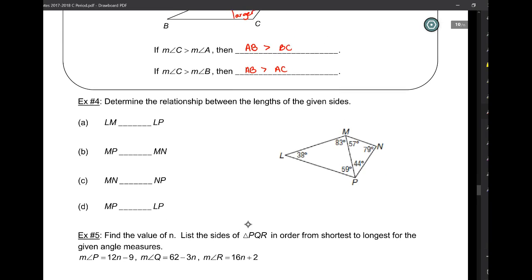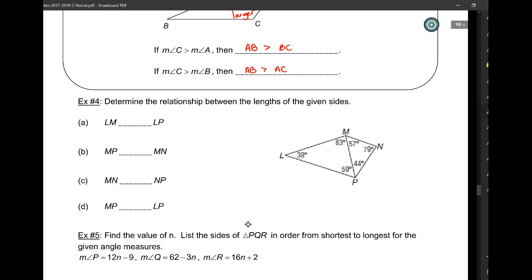Now also angles, I won't always give you all the angle measures. I might only give you two within a triangle, and you have to find the third. But you can find the third, because the three angles have to add up to 180. Or I might give you an isosceles triangle, and you have to identify the two that are congruent. This one's very straightforward, because all the angles are given to us. But let's compare LM to LP.